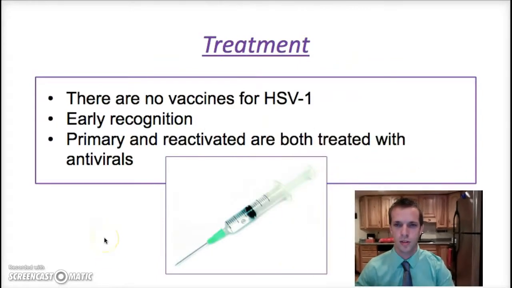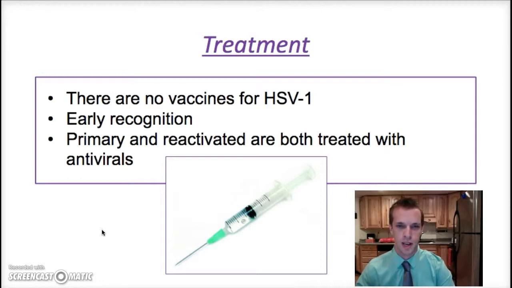So currently there are no vaccines for herpes simplex 1. Researchers have been laboring for years to come up with herpes simplex virus vaccines, but we don't have any yet. A very important part of managing the herpes simplex virus is recognizing it and treating it early. It can be recognized by the signs and symptoms previously discussed by the other members of my group.